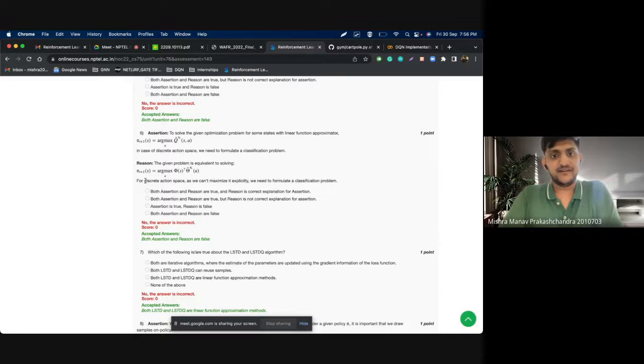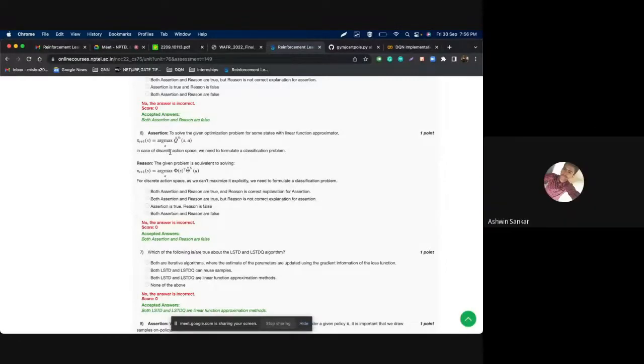Like see here, they have written for discrete action space, as we can't maximize it explicitly. Now this is incorrect, right? Because you can maximize it explicitly for discrete action space. So the reason is incorrect. And again, you don't do it for discrete action space, but if the j actions that you have sampled are finite, or it could be infinite also, it could be continuous, right?